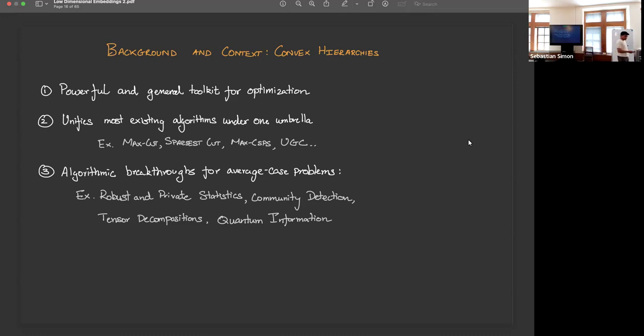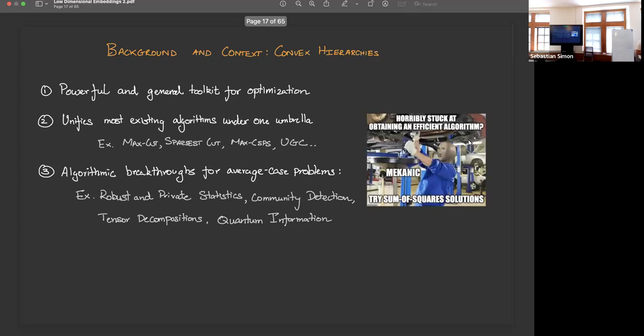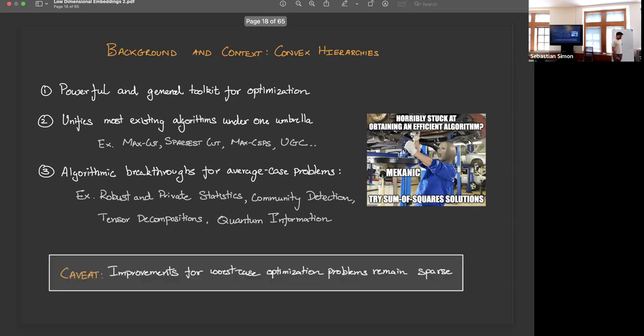And if you look at this literature, maybe you can condense it in the following view. If you're stuck at designing an efficient algorithm, try using one of these hierarchies. Okay, but this comes with a caveat. The caveat is that progress on improving algorithms for worst case optimization problems remains sparse. There are exceptions, but not enough.